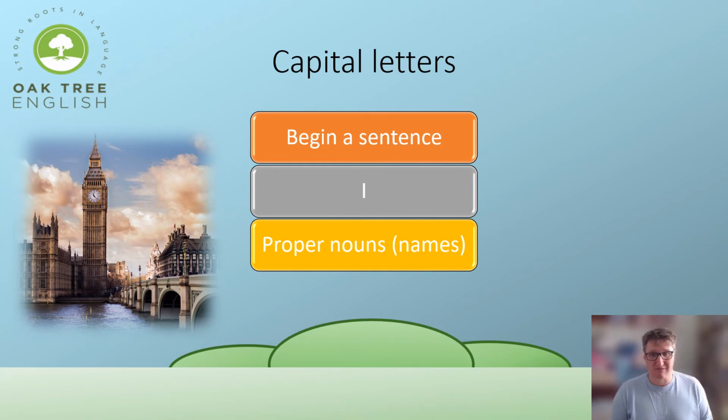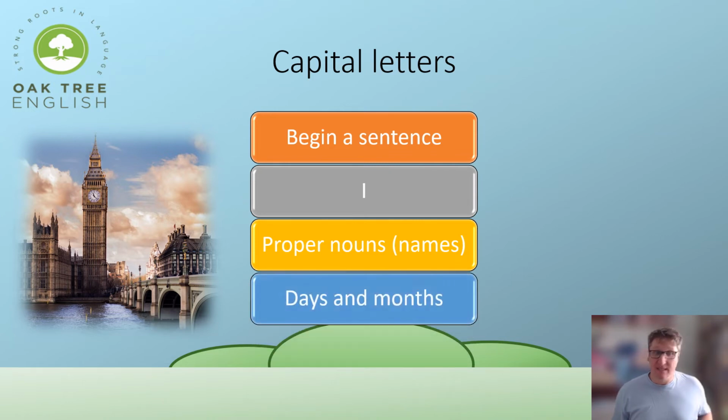For religions, Christianity, Islam, Judaism, Sikhism, Baha'i, whatever religion you want to be writing about, start it with a capital letter. Days and months, Monday, Tuesday, Wednesday, but also January, February, March, but also celebrations like Christmas Day, capital C, Easter Day, capital E, Eid al-Fitr, capital E, capital F. So capitals are for days, months, including celebrations.